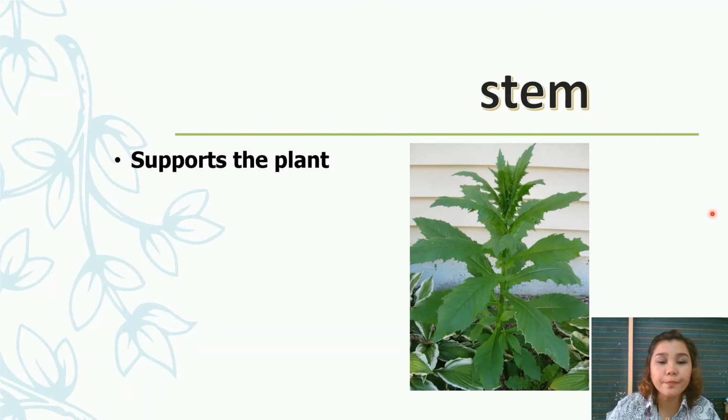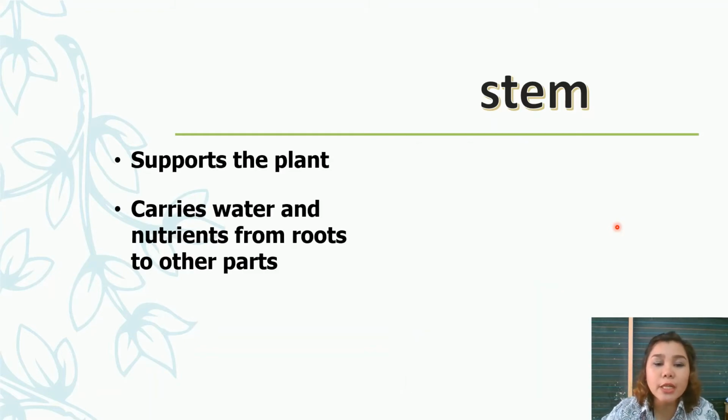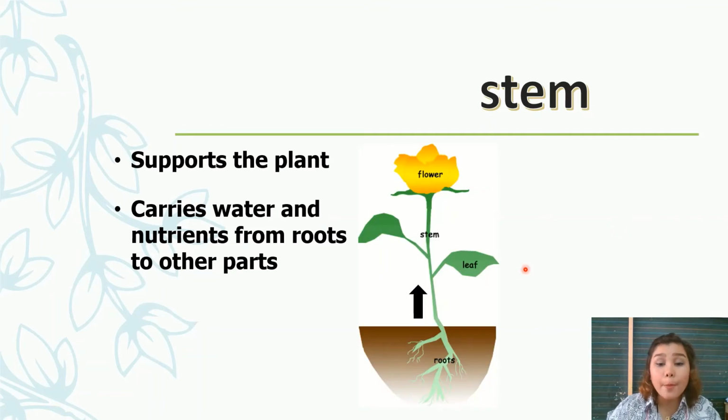Another function. So, without the stem, ano kaya magiging hitsura ng plant? Parang malulumbay na. Parang matutumba. Another one, it carries water and nutrients from roots to other parts. So after the roots get the water and nutrients from the soil, parang dinideliver niya papunta sa stem. Parang may pag-uusap na sila. Oh, kaibigang stem, i-deliver mo na tong nakuha kong water and nutrients galing sa ilalim ng lupa. So, that is what the stem does.